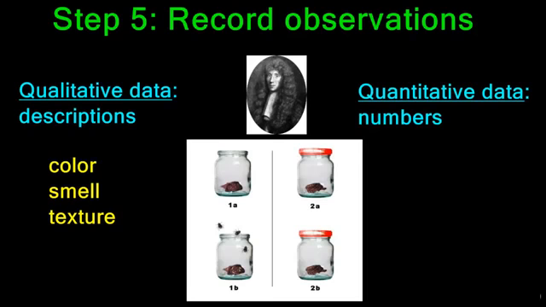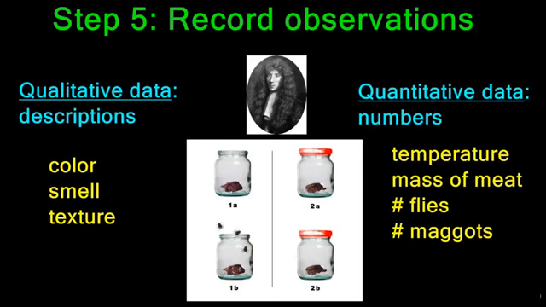For quantitative data, he could use a thermometer to measure the temperature inside the jar. He could use a balance to measure the mass of the meat. He could count the number of flies, or he could count the number of maggots. All of this information would be recorded as a number and is considered quantitative data.